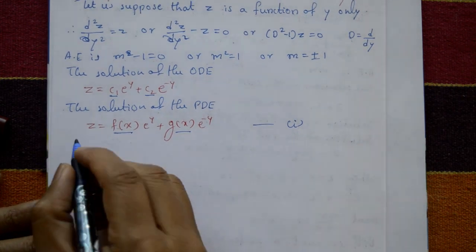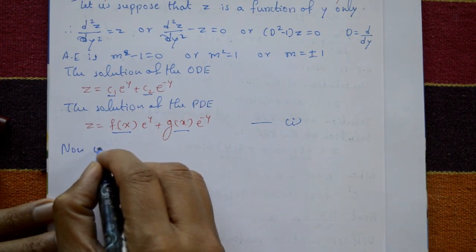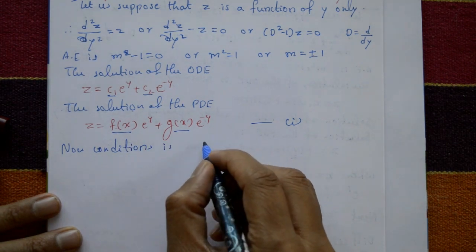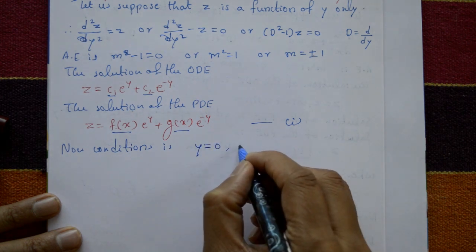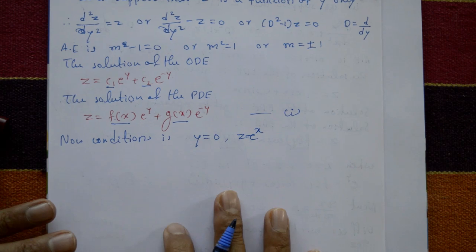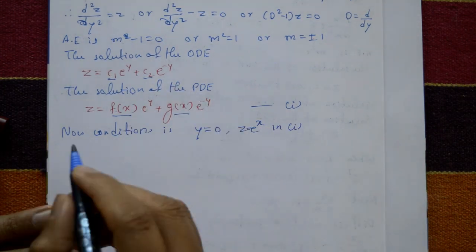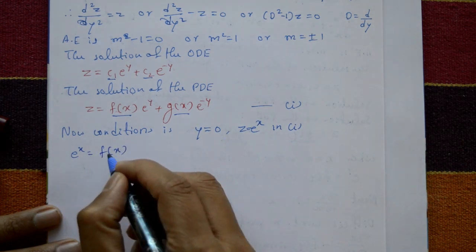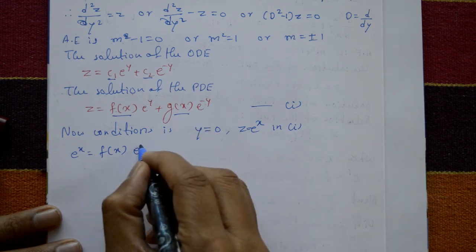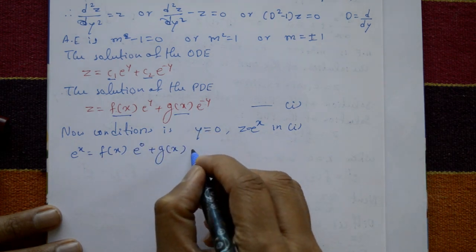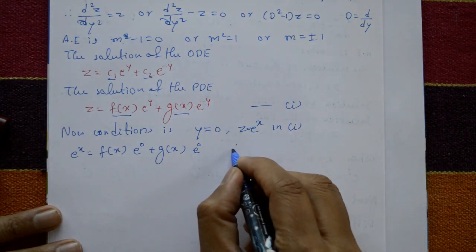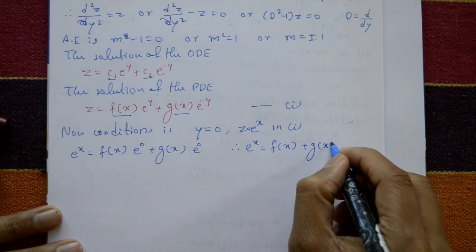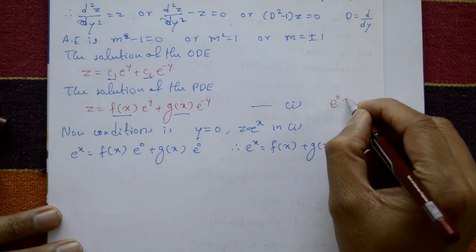Using the conditions in equation number 1: the first condition is y = 0 and z = e^x. So e^x = f(x) e^0 + g(x) e^0. Therefore e^x = f(x) + g(x), since you know e^0 is 1.